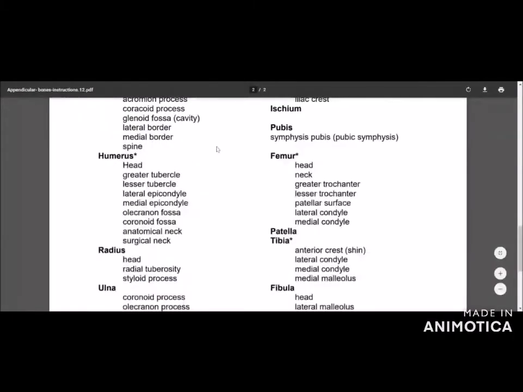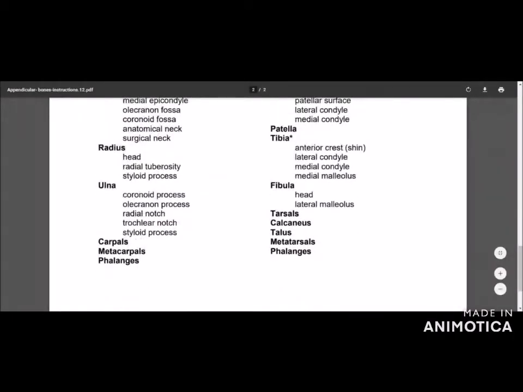We were talking in the previous presentation about the radius, and so let's take a look again at a couple of things here. These are the structures we need to be able to see. I'm sorry, we were talking about the ulna, the coronoid process, the olecranon process, the radial notch, the trochlear notch, and the styloid process.